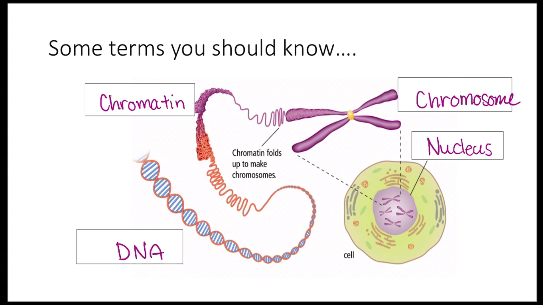If we're going from the left-hand image all the way back to the nucleus, DNA winds up around histones, which are proteins. This forms a structure called chromatin. And then the chromatin winds further and folds upon itself, forming the X-shaped chromosomes. And then those chromosomes are found within the nucleus.